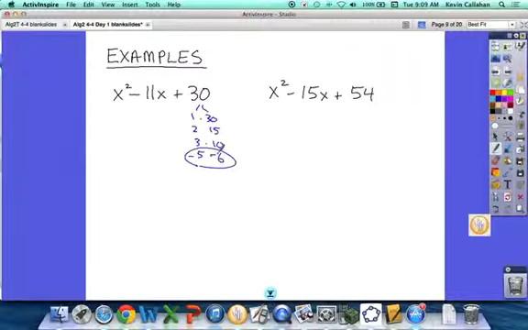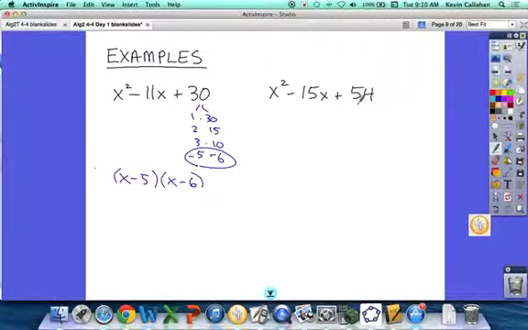So how does it factor? I wouldn't say plus negative, just say minus. X minus 5, X minus 6. Okay. When the last number is positive and the middle number is negative, they're both negative. Right. What about this one?